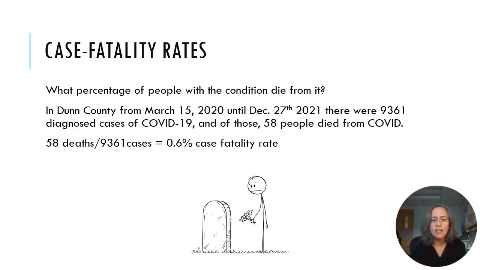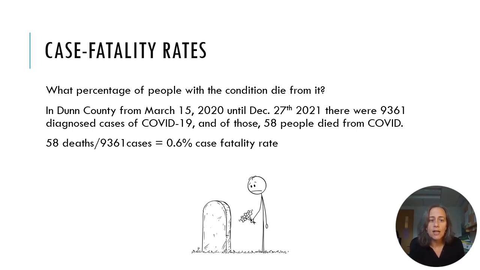So let's look at case fatality rates for COVID-19, for example. So I pulled some data back during the pandemic when a lot of this was publicly available. And now, because we're not kind of in the throes of things anymore, they can't maintain those websites. So they had to divert their resources elsewhere. So the first year of the pandemic, up until almost the end of December 27th, 2021, in Dunn County, there were 9,361 confirmed, diagnosed, and reported cases of COVID-19, and there were 58 deaths.